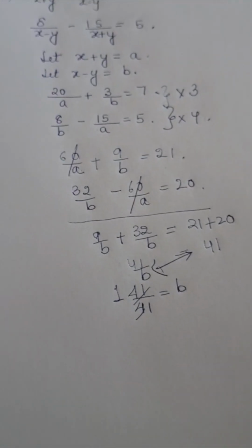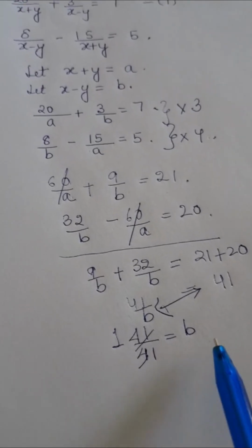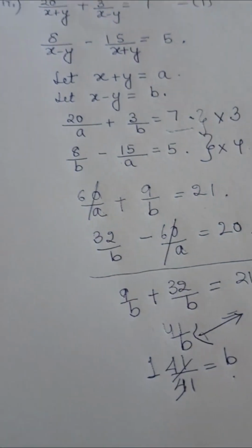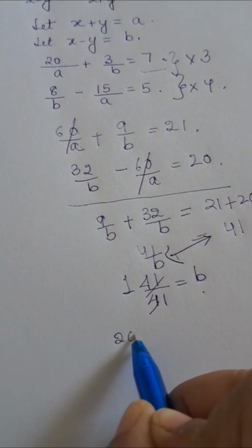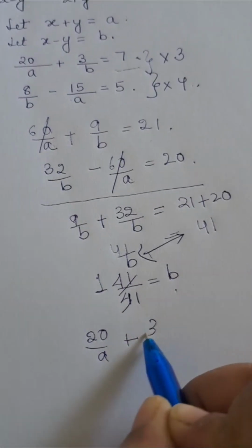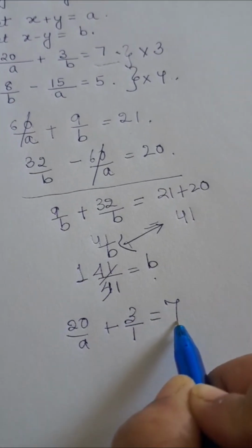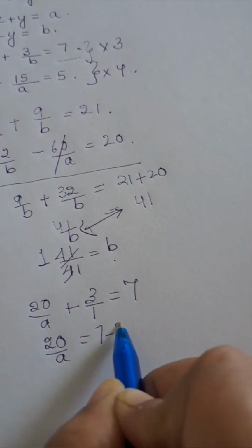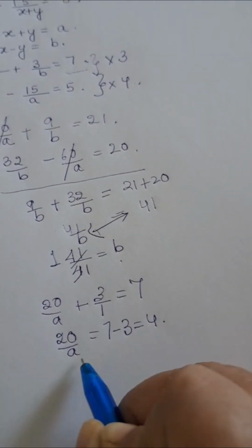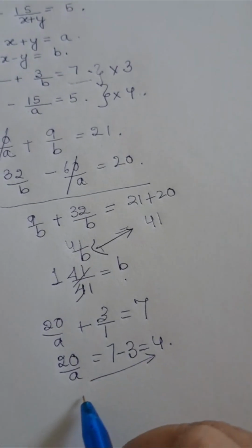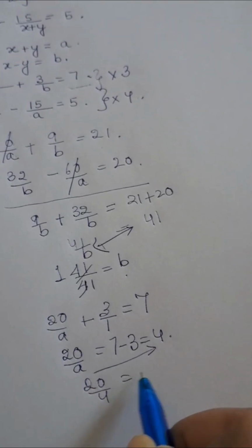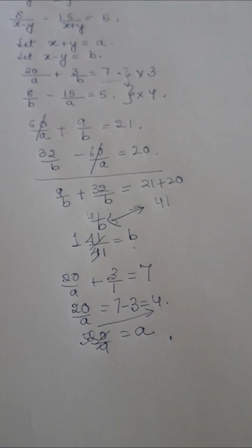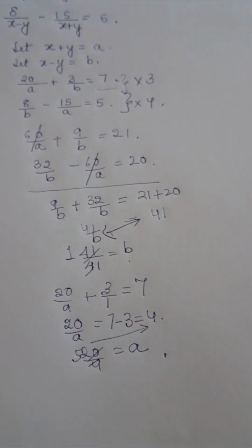Now we will find the value of a. We put the value of b in the first equation. So it turns out to be 20 by a plus 3 by 1 is equal to 7. So 20 by a is equal to 7 minus 3, that is 4. Again a goes up and 4 comes down. So it becomes 20 by 4 is equal to a, that is a is 5. Now we got the values of a and b: b is 1 and a is 5.